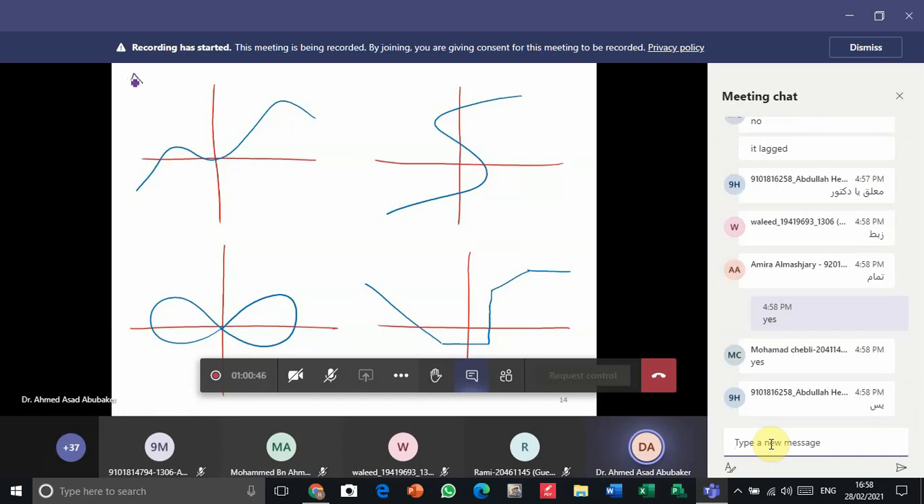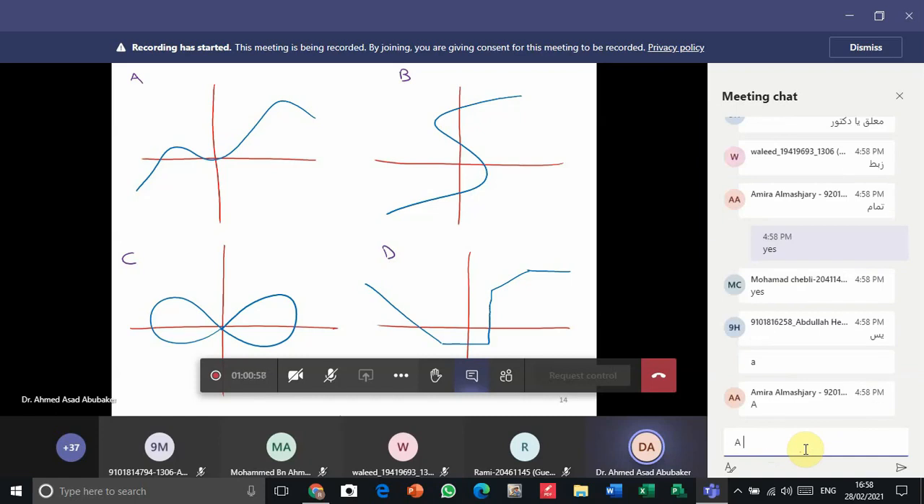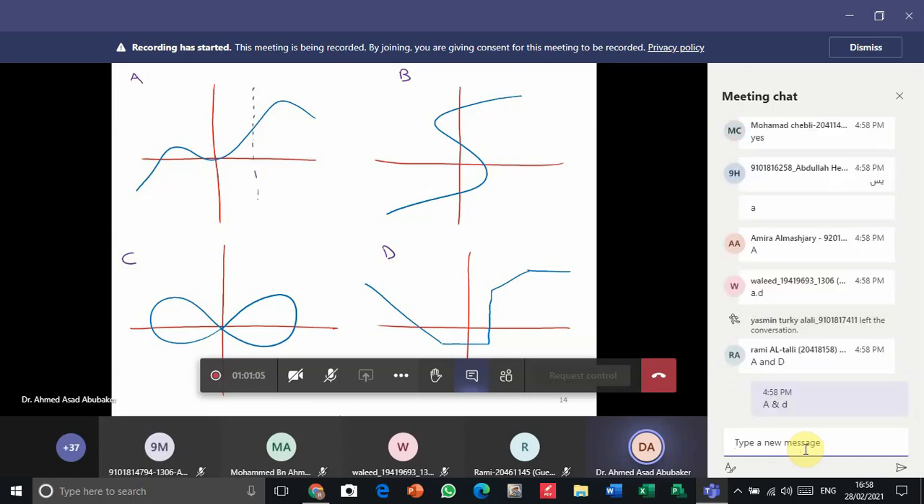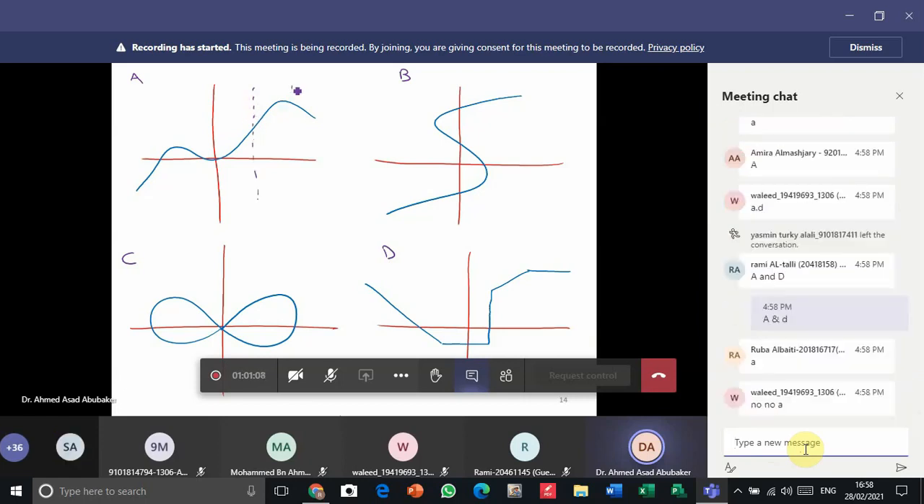I have A, B, C, D. Which one of these curves is a function? A, B, C, D. Which one is a function? Look at this. By vertical line test, this is the line test. If we move the vertical line from left to right, we have only one intersection point. So this is a function.